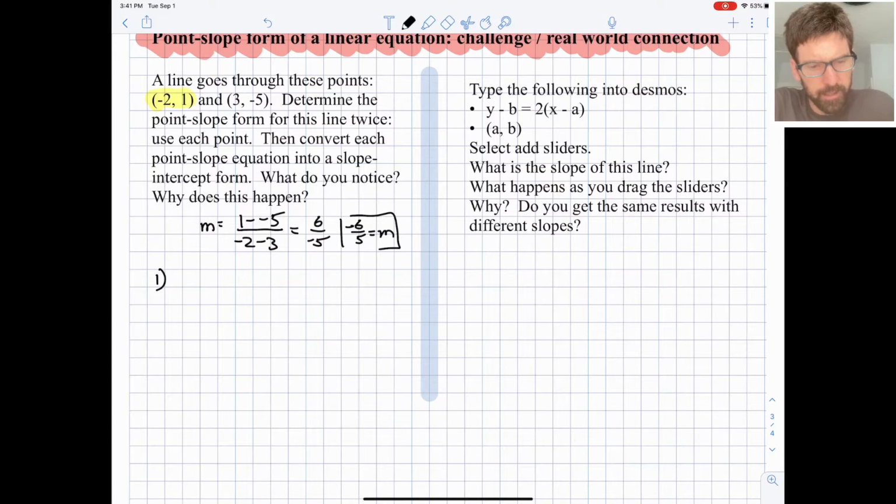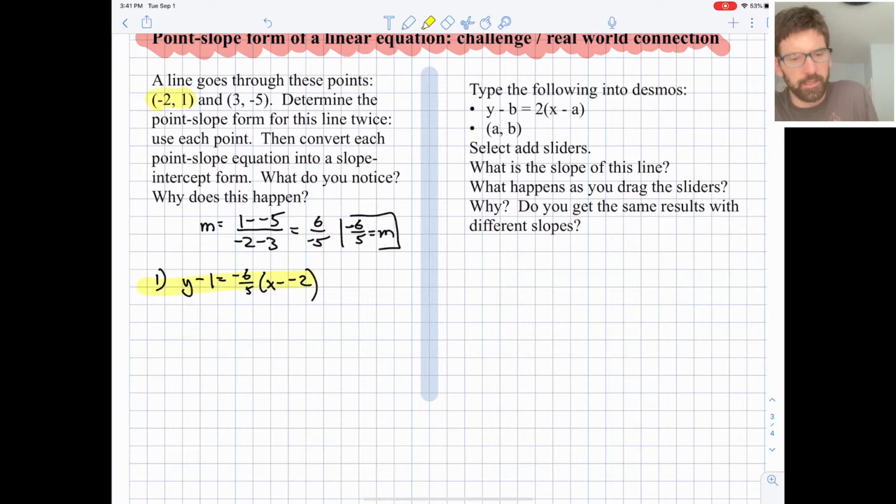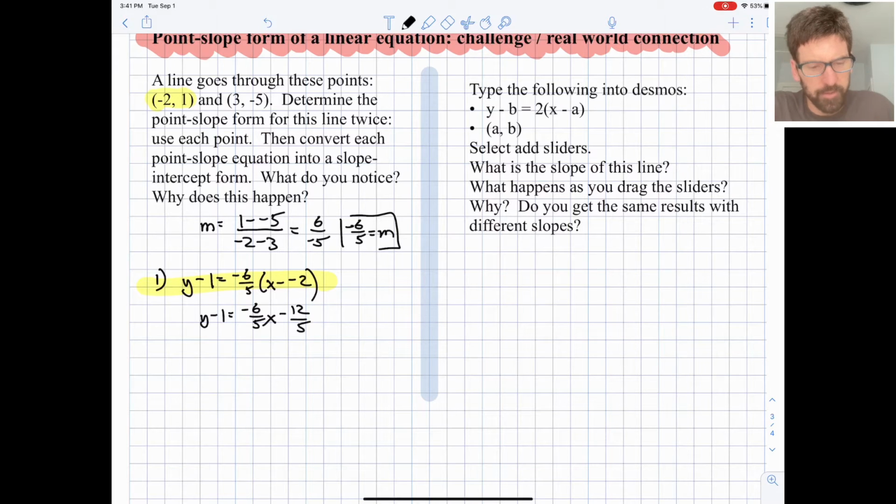So y minus y1 equals -6/5 times x minus x1. And let's just find slope-intercept form, mx plus b form, for that before we use the second point. Just to be clear, this color coordinated, the first point in yellow is what I'm working with right now. We're finding slope-intercept form. y minus y1 equals -6/5 x minus 12/5. Let's add 1 to both sides. y equals -6/5 x minus 7/5.